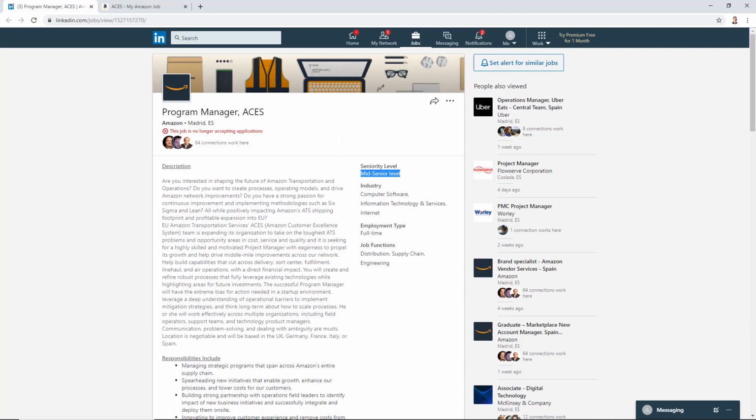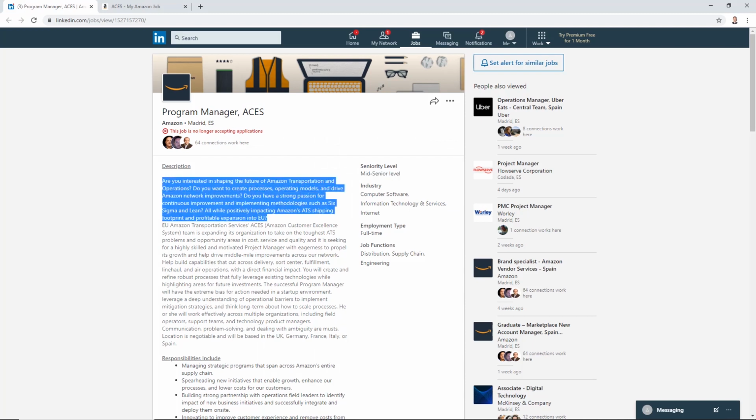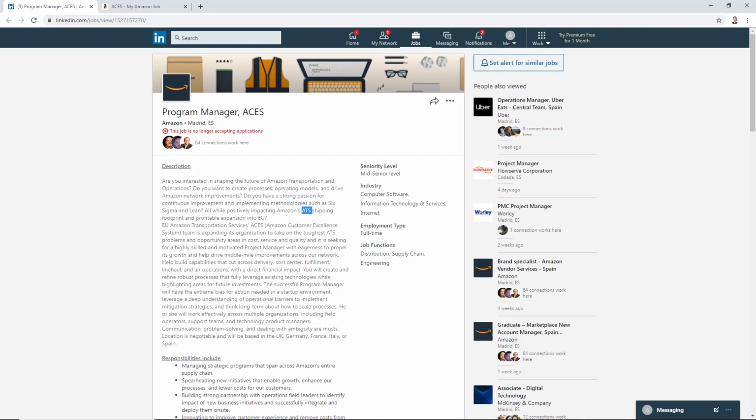Looking at the job description itself, it starts with generalities about the role and uses role-specific acronyms, which means that the candidate must be familiar with these terms. Also, methodology specific to a program manager, such as Six Sigma and Lean. It's a must to refresh your knowledge of these approaches for the interview.